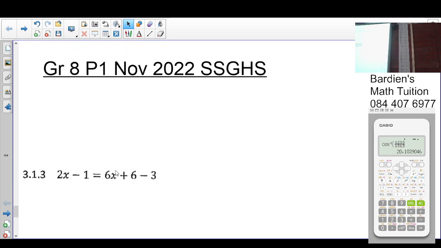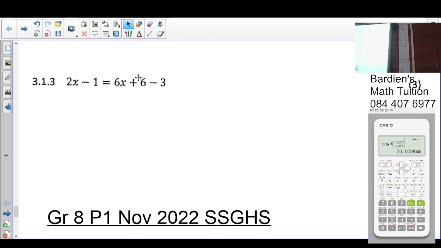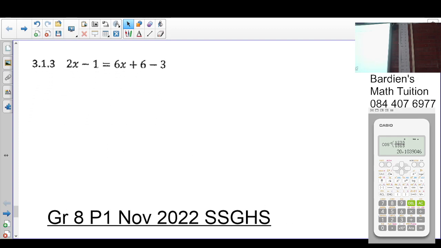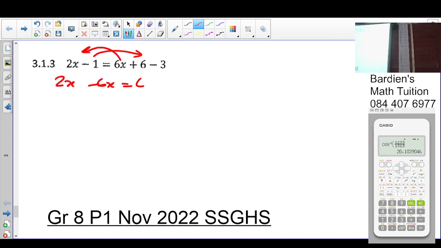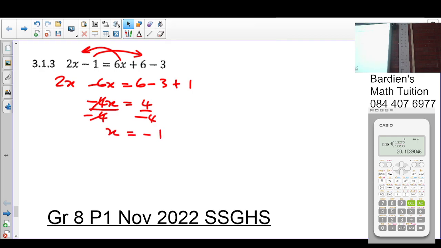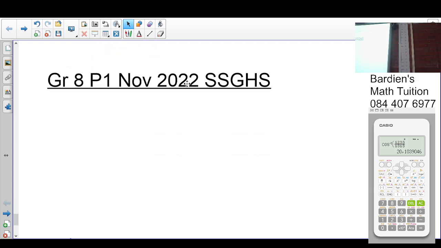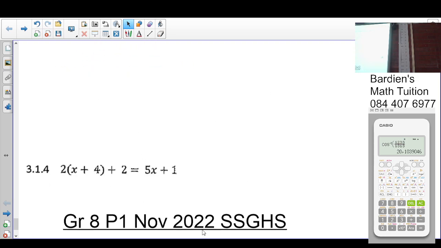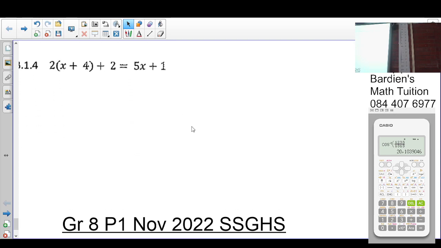So look at the next one. So firstly, we're going to get the x on one side, numbers on the other side. So we've got 2x minus 6x is equal to 6 minus 3 plus 1. So 2x minus 6x is negative 4x, equal to 6 minus 3 plus 1 is 4. Divide by negative 4 both sides. So x is equal to negative 1. You all agree with that? Okay.